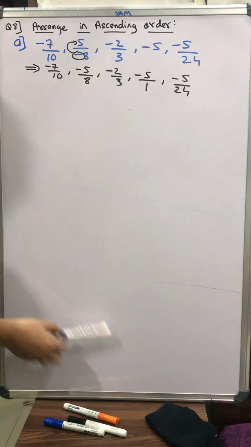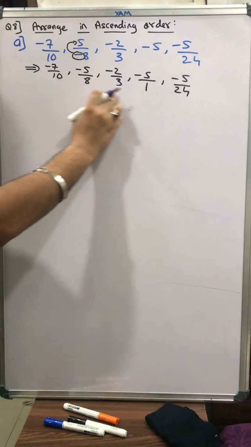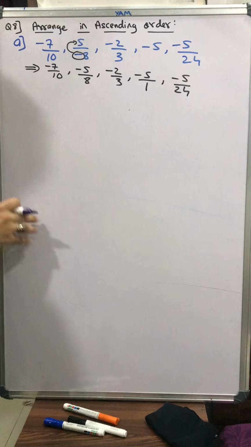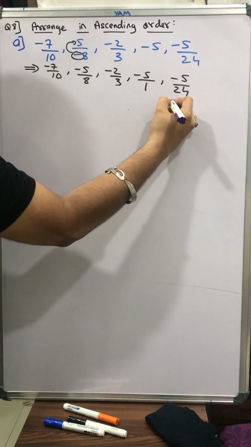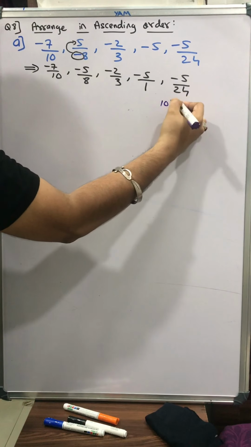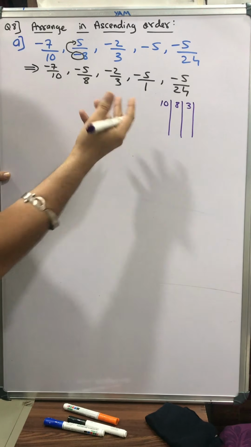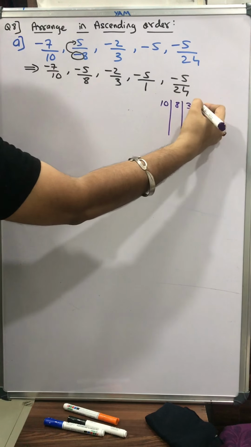Now we have to take LCM. Our aim, every time, is to make the denominators the same. So we have to take LCM. So let's now quickly find the LCM, students. Let's quickly do it. I'll be writing here 10, then 8, then 3. 1 has no value, so I'll not write 1 here, then I'll write 24.